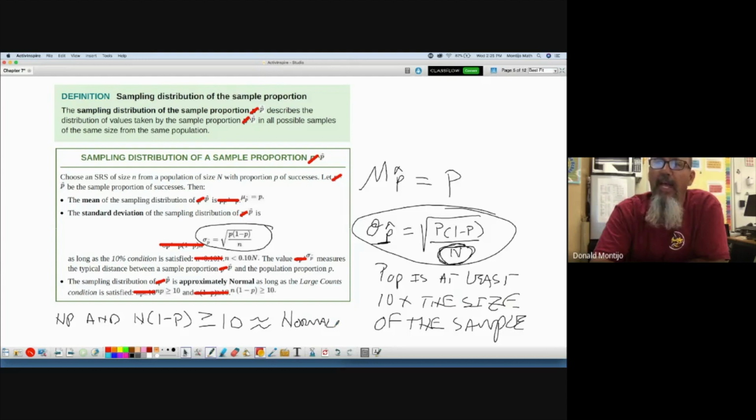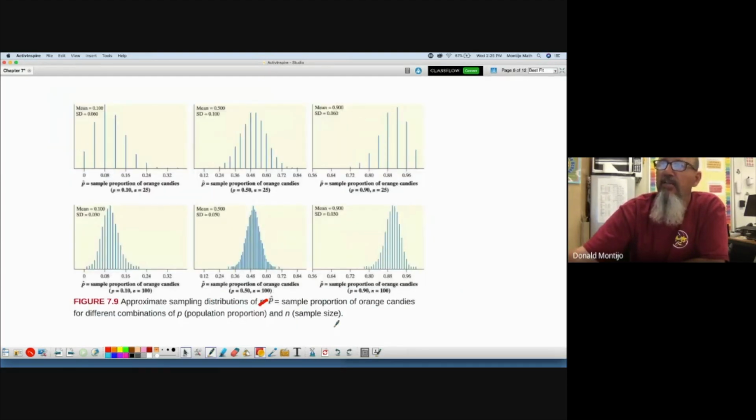Well, when will a sampling distribution become normal? Same rule as when binomial becomes normal. N times p and n times 1 minus p are both greater than or equal to 10, we're good. We can assume normality. That's going to be very important for us as we move forward. All right, so check out some examples here.